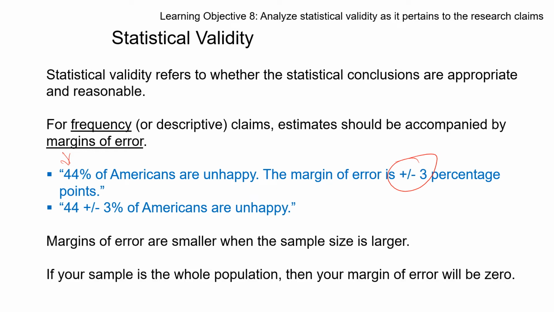Margins of error are smaller when the sample size is larger. So as our sample size becomes larger, this becomes smaller. If you sample a whole population, your margin of error essentially becomes 0. We can't typically measure that though. So that is for frequency claims.